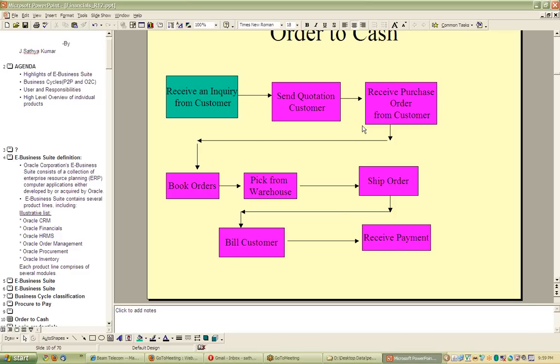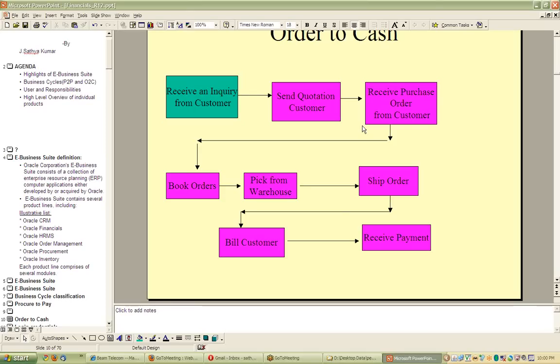So you book that sale order, then there's a facility for you to pick the goods from the warehouse. There are a lot of concepts in picking from the warehouse. Let's say it's an individual item, it's simple, you just go and pick it. Or else if it's an assembled item, you will have to pick and assemble. So there are various concepts which you look into in detail when we come to the order to cash cycle practicals.